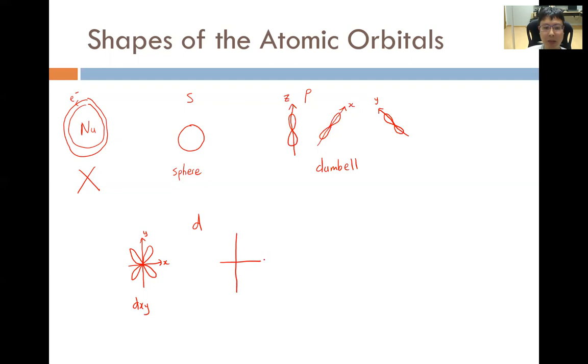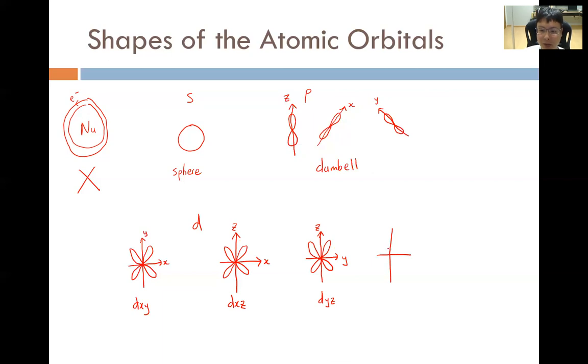If they lie in between the x and z axis, then it will be labeled as the dxz orbital. If it lies, on the other hand, in between the y and z axis, then it will be denoted as the dyz orbital. Students are expected to know how to draw the shapes of these orbitals, as is clearly stated in the learning outcomes.